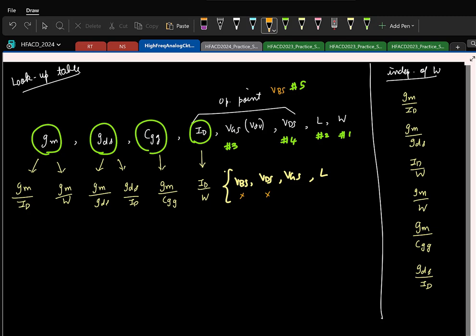If I do that, your lookup table is not going to be complete. So if I ignore these two and make the lookup table only by sweeping these two, then once you design, you will find there will be slight differences. That's all.